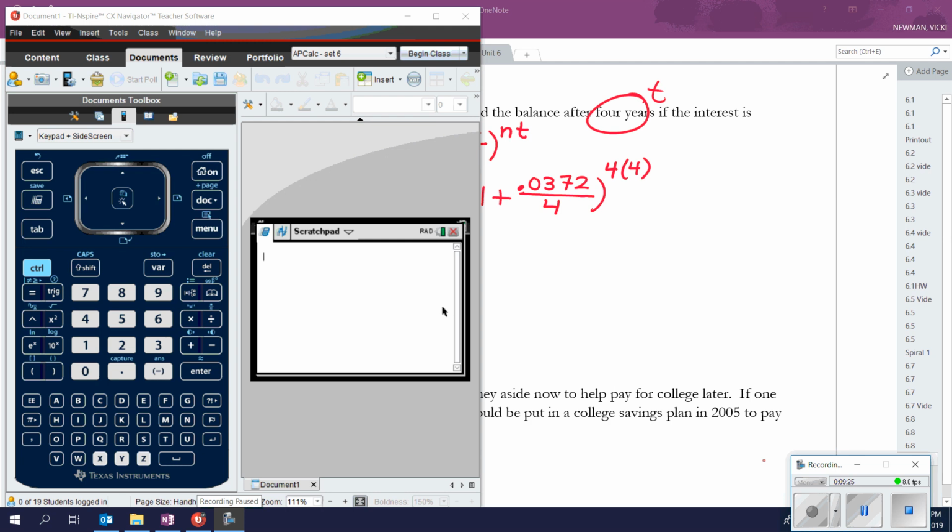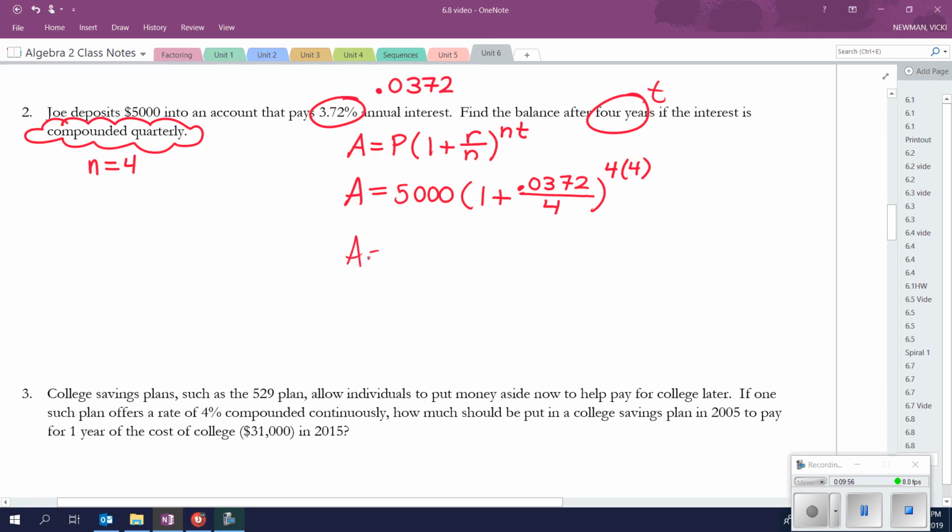All right, so 5,000, 1 plus 0.0372 over 4, raised to the 4 times 4. $5,798.22. We'll round up. Yeah? $5,798.22.